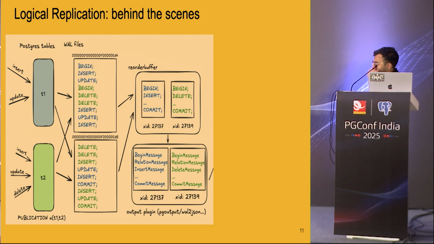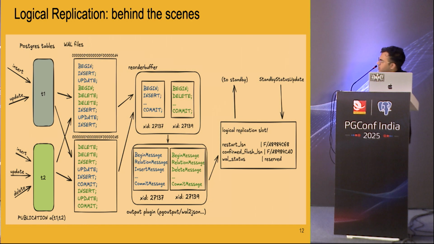After that, the output plugin takes these changes that the reorder buffer makes and translates them into protocol messages. These messages have different meanings, they're different types, we'll get into that later. But the core concept is the raw changes from the write ahead log are sent to the output plugin, which converts them into sort of a standardized format.